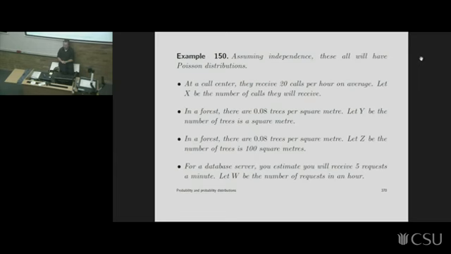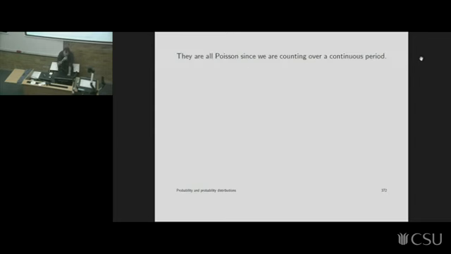But when you start looking over a bigger area, like 100 square metres, that interference effect would probably diminish. And so the independence is more plausible, at least for the third case. That might be still a little more. And the last one, again, access requests to a database server. If they're coming from all different places, then again, independence seems okay. So if they're not independent, then you really can't use Poisson, you have to do something else.